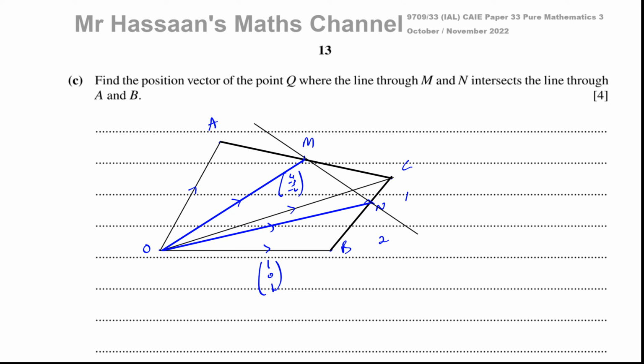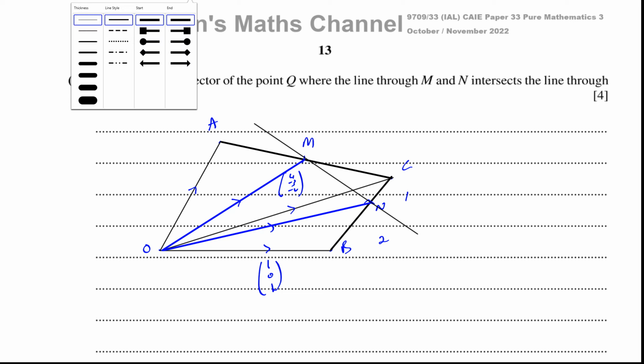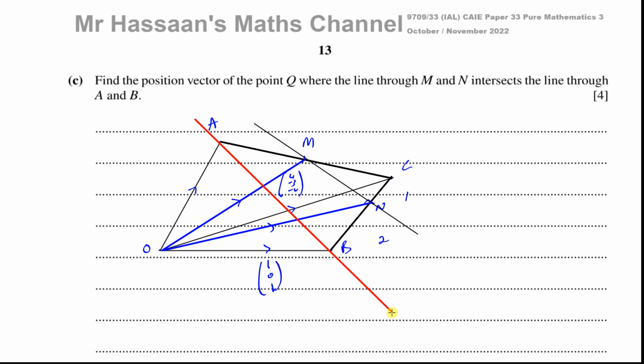I'm going to draw these other lines in red, in a different color. I'll draw a line through A and B. And then we have a line through M and N. The line through M and N intersects the line through A and B, so it's going to be somewhere up here.